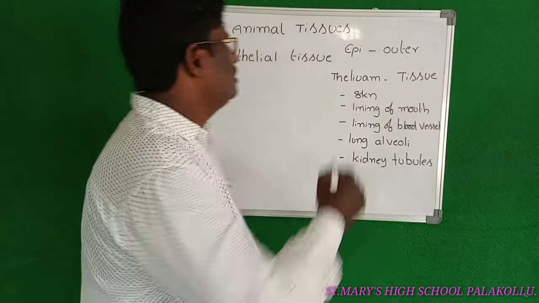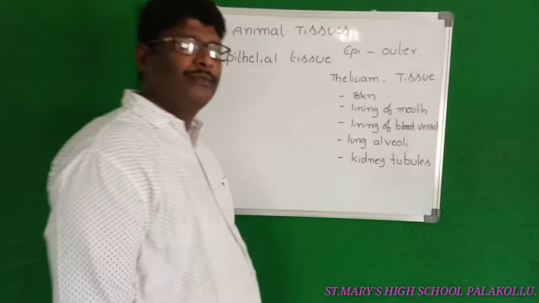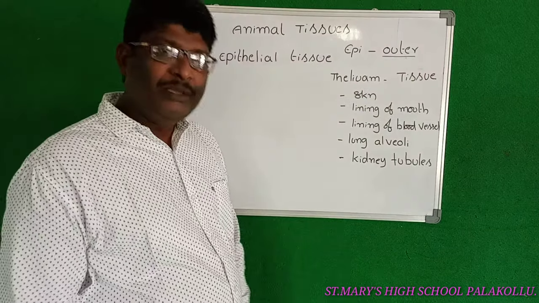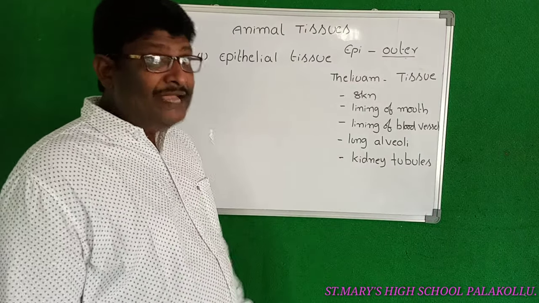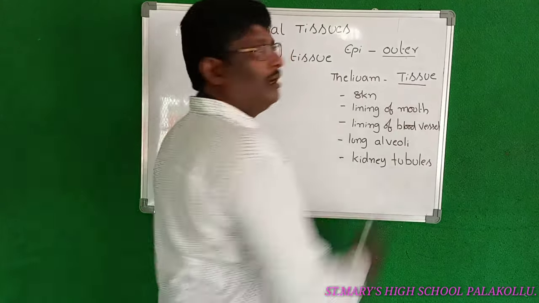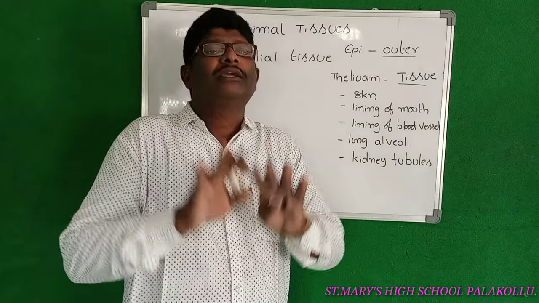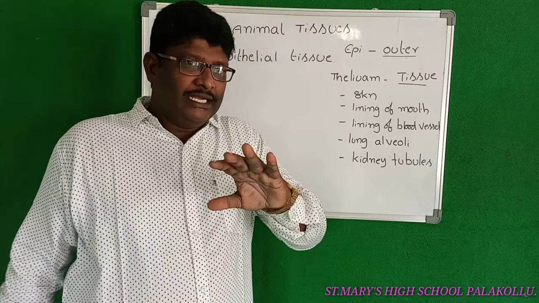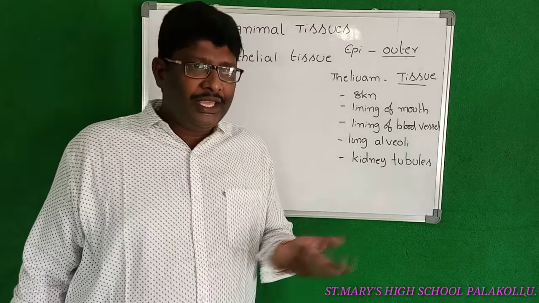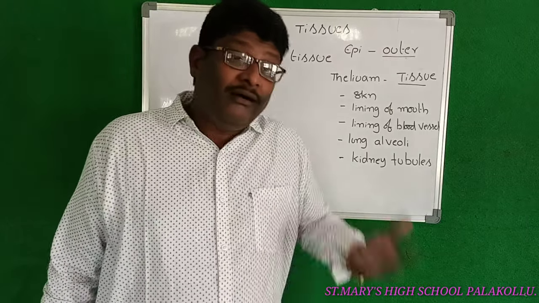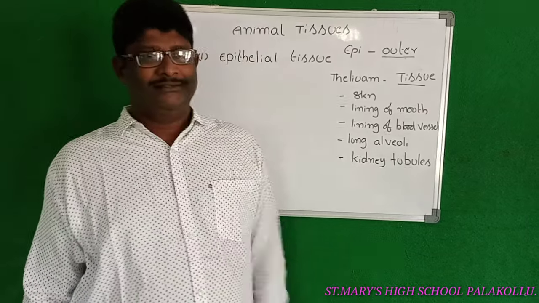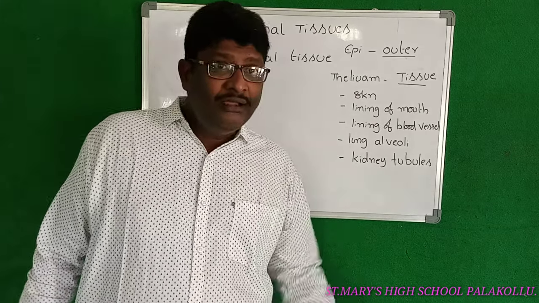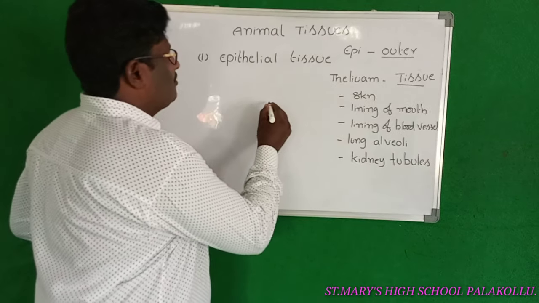Okay. So, epithelial tissue. Epi means outer. Thelium means tissue. And that means the tissue that is outside. It means it covers the body or internal organs of the body. Epi means on top. It may be outer covering or inside.